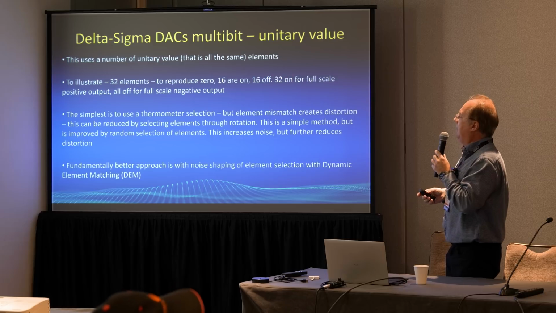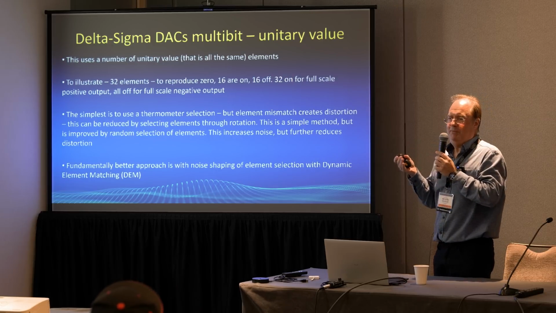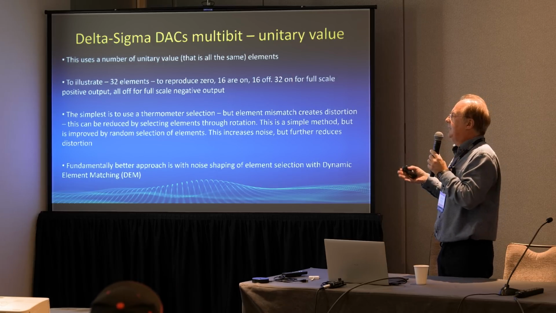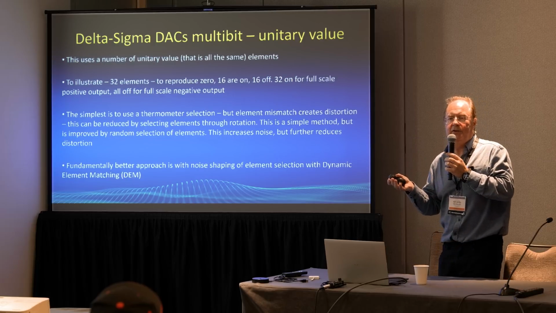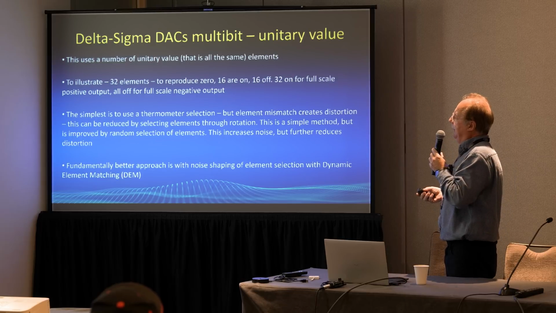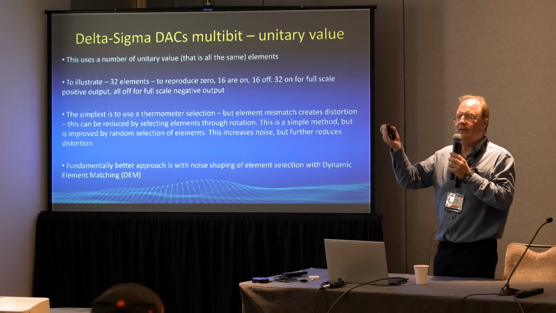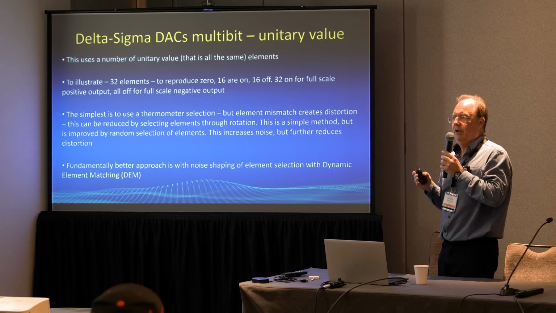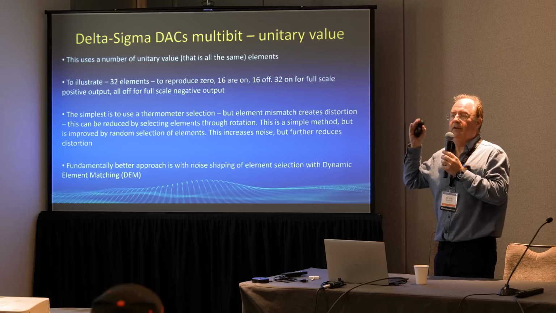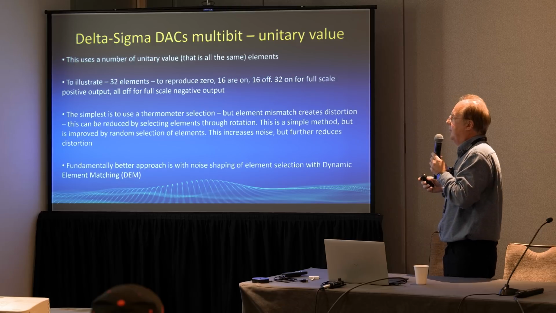So, unitary value. This uses a number of the same elements. For example, a 5-bit DAC would use 32 different elements. They're all the same value. So if you wanted 32 elements to reproduce 0, you'd have 16 being on, 16 being off. And as you increase the level, you just simply increase the number of elements you've got switched on.